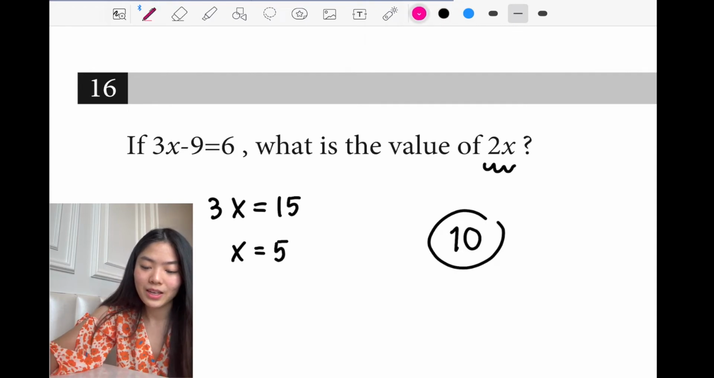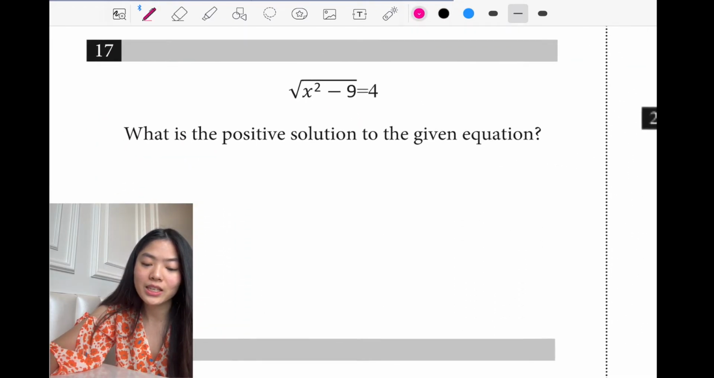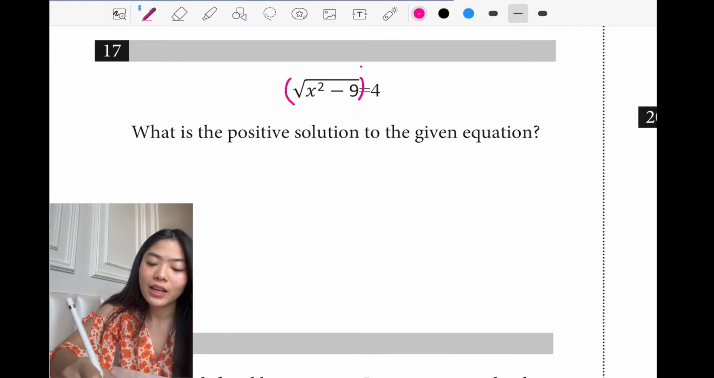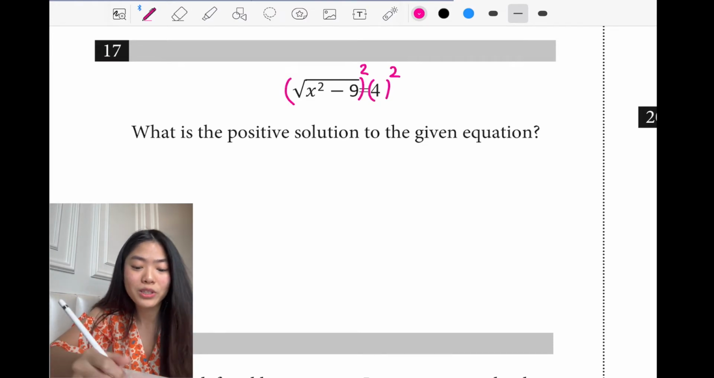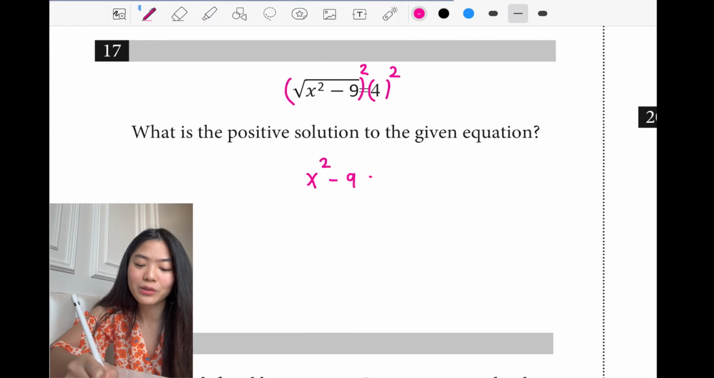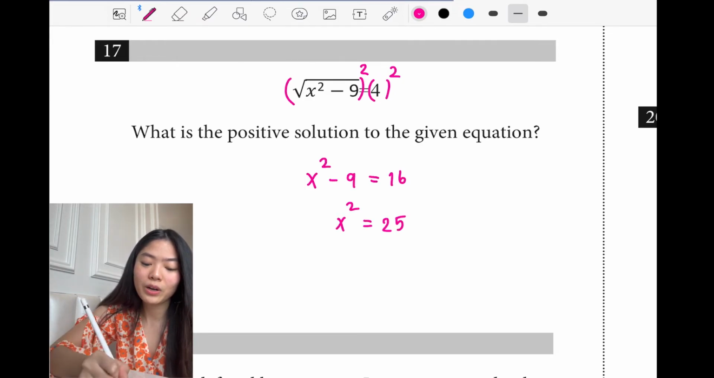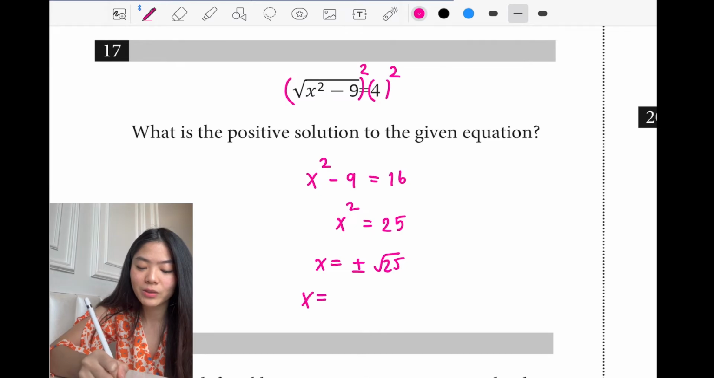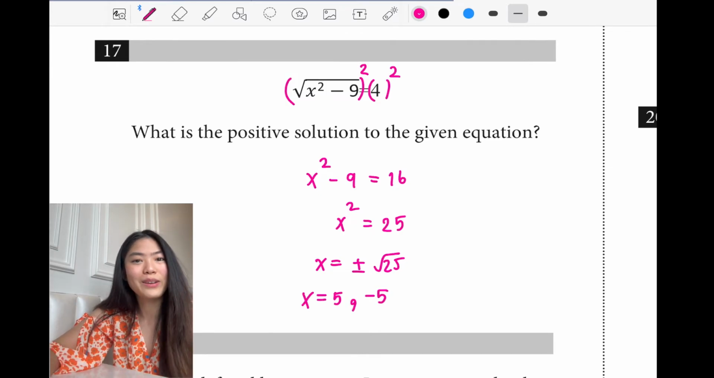Next, question 17. The square root of x squared minus 9 equals 4. If you have a square root, we can square both sides, then x squared minus 9 equals 16, and then x squared equals 25. Solving for x, x equals plus and minus the square root of 25. Therefore, x would equal 5 and negative 5.